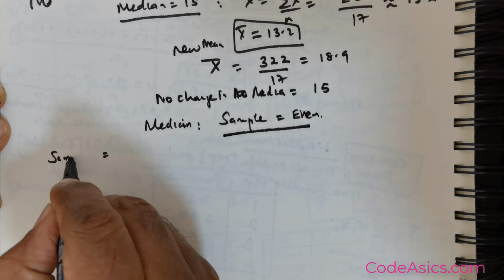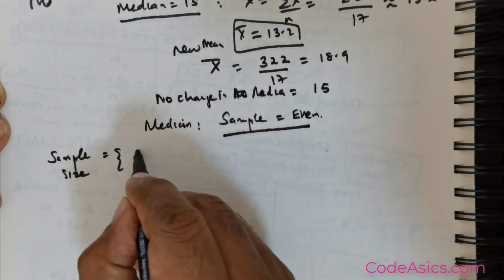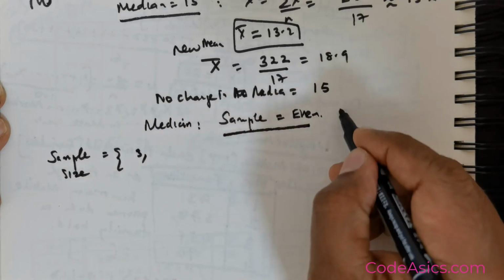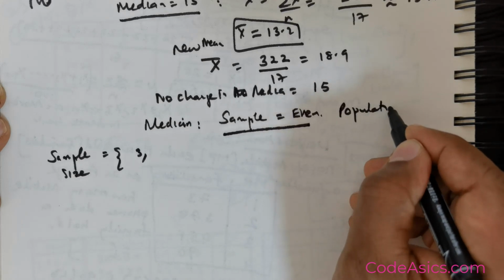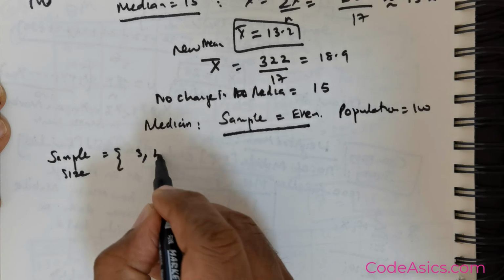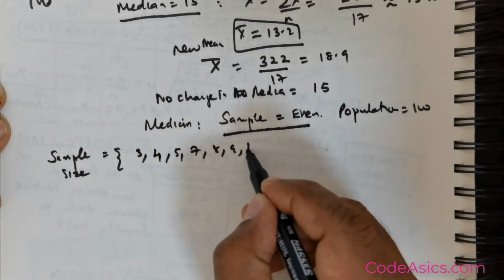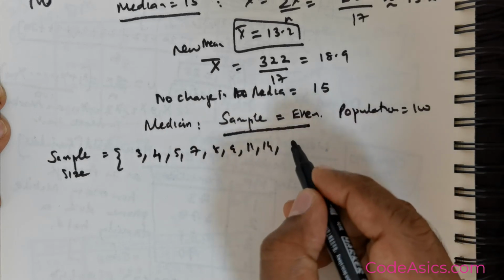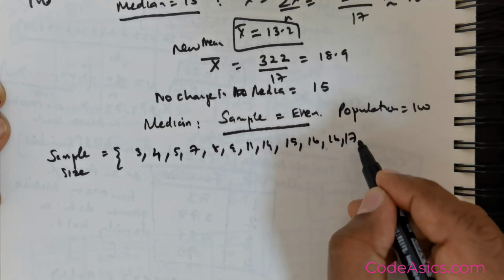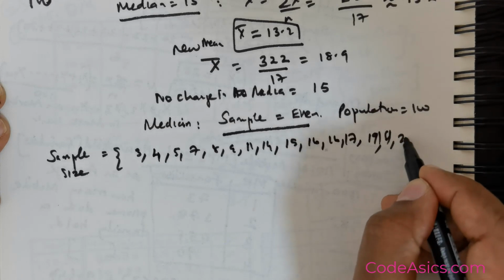This is the sample I'm taking, and as usual, this is the score obtained by a class. So the population is equal to 100 students in the class, and this is the sample. So I'm going to take it as 3, 4, 5, 7, 8, 9, 11, 14, 15, 16, 17, 19, 19, 20 and 21.